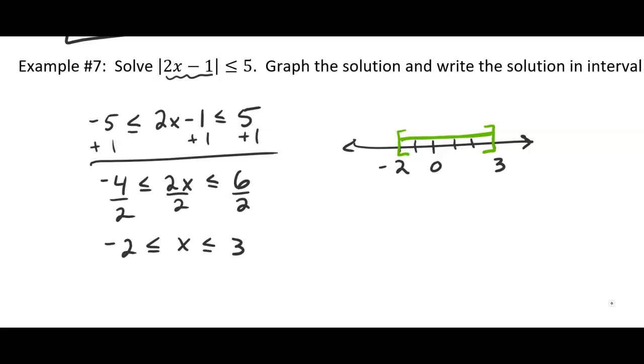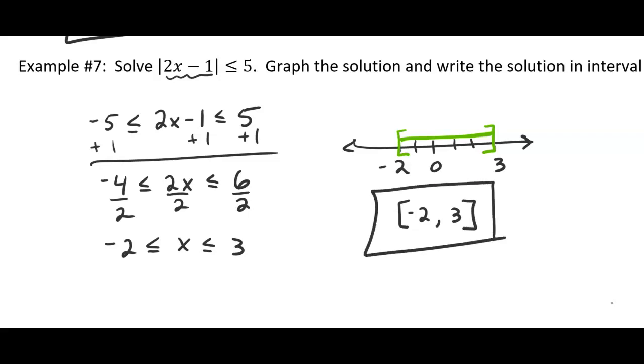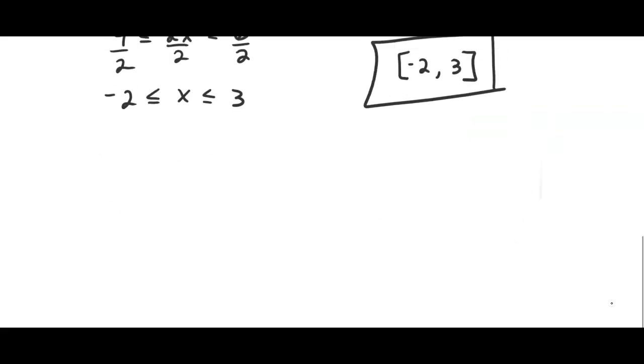Okay, how do I write the interval notation? Bracket, -2, comma, 3, bracket. And that's the way that one looks. So you've got the graph and the interval notation. So with less than, think less than, sandwich it. Sandwich it between the negative case and the positive case. That's it for this one.